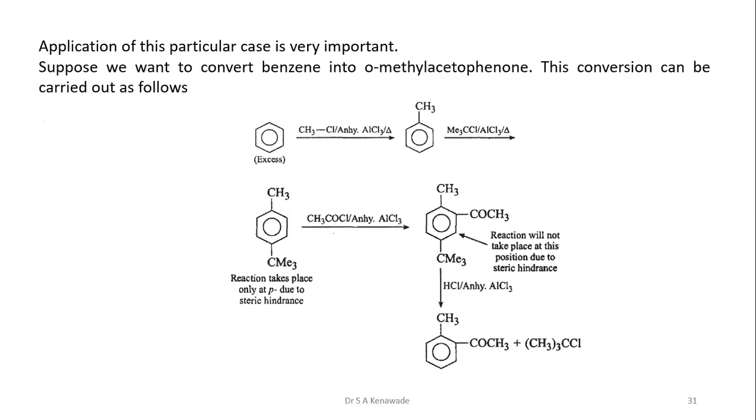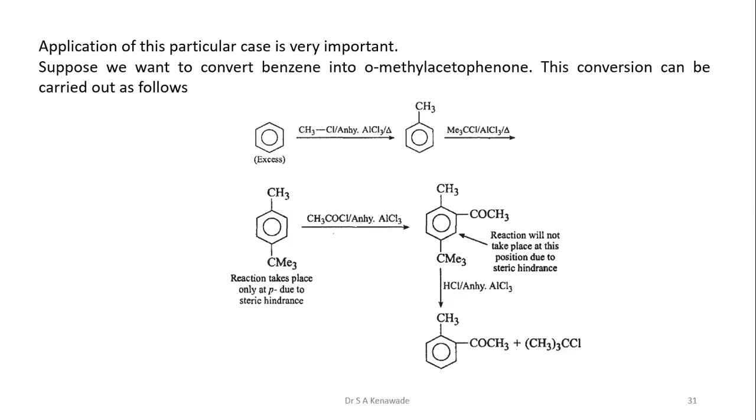Okay, lastly, we can study the application of this particular case. Suppose we want to convert benzene into ortho-methyl acetyl compound. This conversion can be carried out as follows. First, we take benzene, and benzene reacts with alkyl halide, that is methyl chloride, in the presence of Lewis acid, that is anhydrous AlCl3. Then we get toluene. This toluene will react with tertiary butyl chloride in the presence of AlCl3.